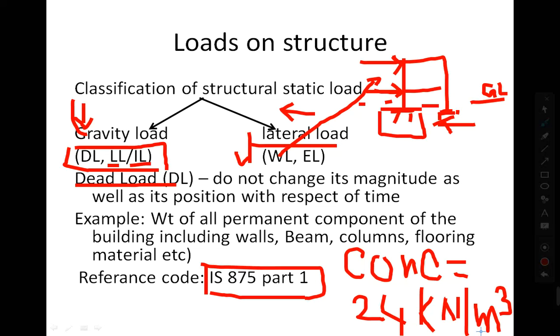Similarly, for reinforced concrete, the unit weight is 25 kilonewton per meter cube. For different flooring materials and walls, the unit weights are also given. For brick with mortar, we consider 20 kilonewton per meter cube.